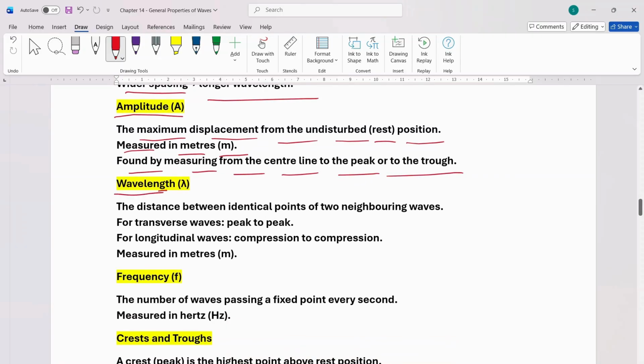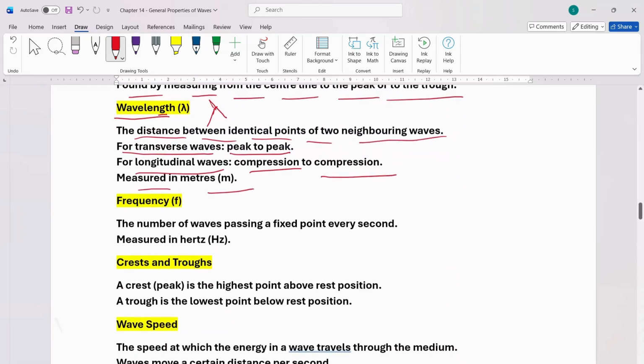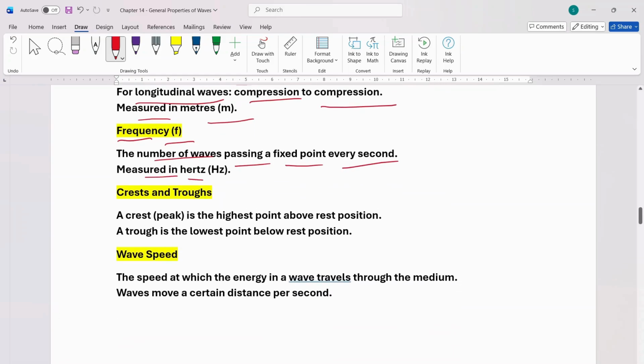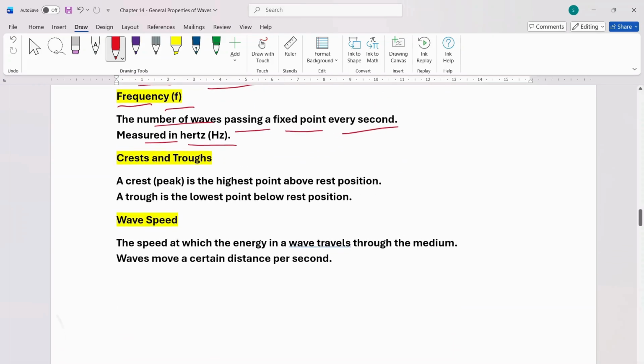Then we have wavelength, its symbol is lambda. The distance between identical points of two neighboring waves. For transverse waves, peak to peak. For longitudinal waves, compression to compression. It is measured in meters. Then we have frequency, f: the number of waves passing a fixed point every second, measured in hertz, Hz.